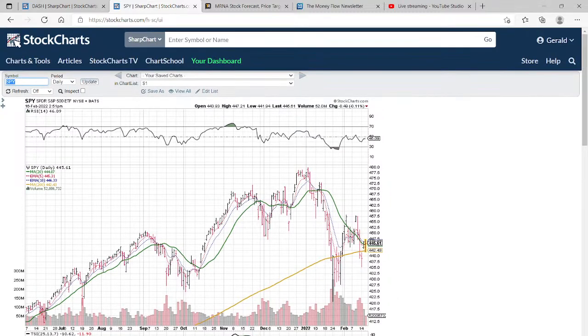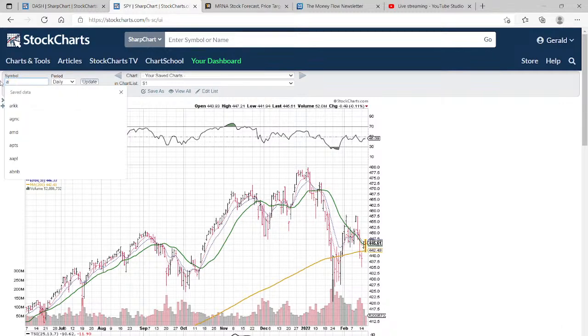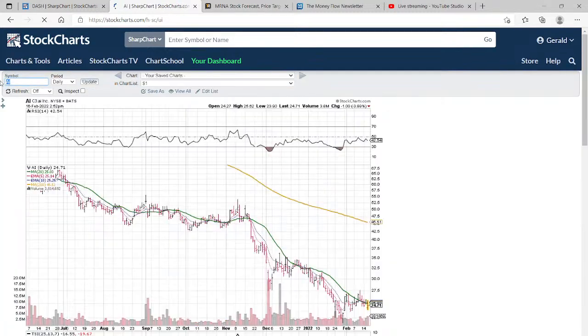AI, man, this stock hasn't done anything. I don't think the stock's going to get going until we can get the QQQ back above the 20. Yeah, see, it tried to run today and couldn't.